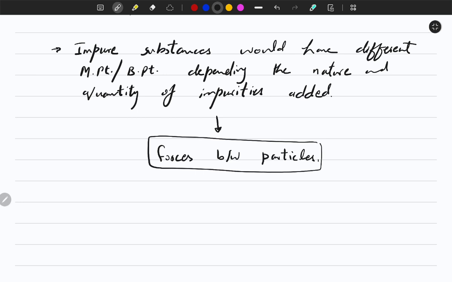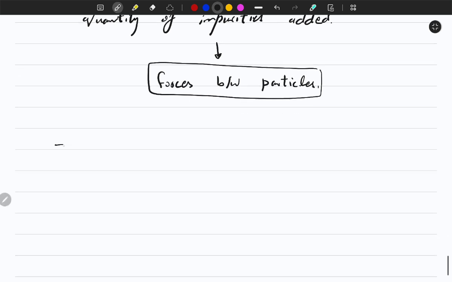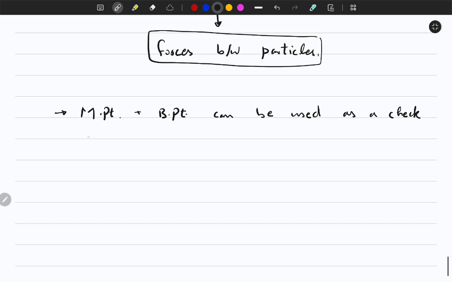Alright? So in conclusion, this means that the melting point and boiling point can also be used as a check. Melting point and boiling point of a substance can be used as a test or a check, or you can say whether a substance is pure or not.